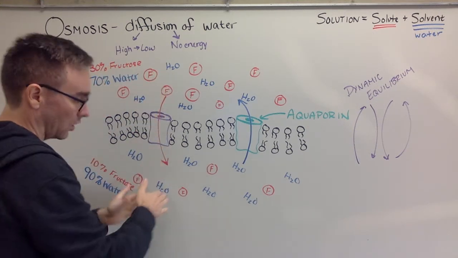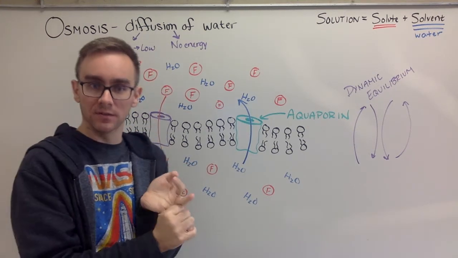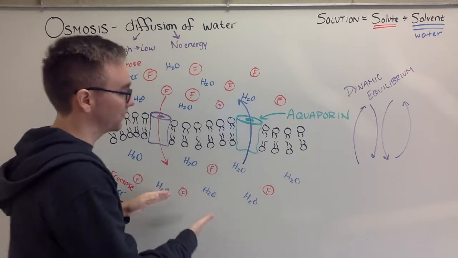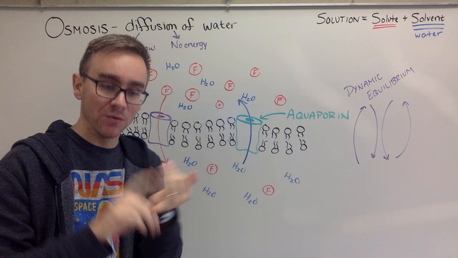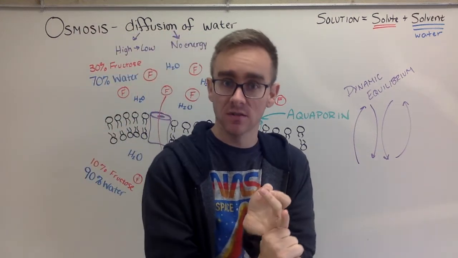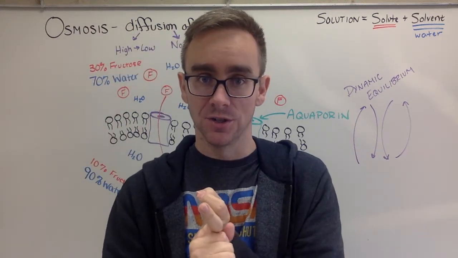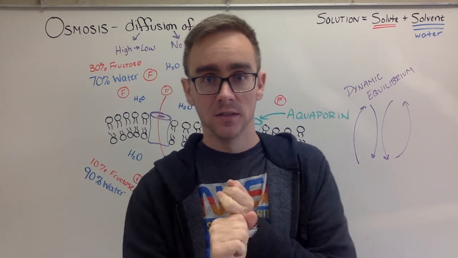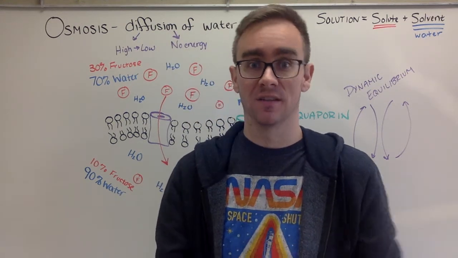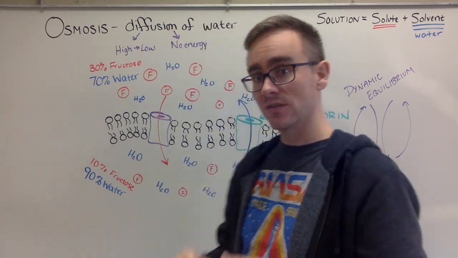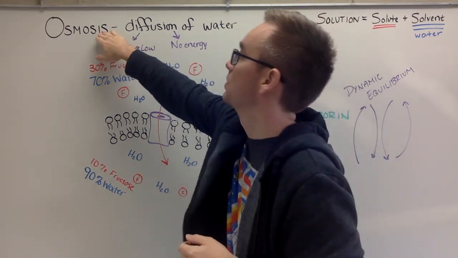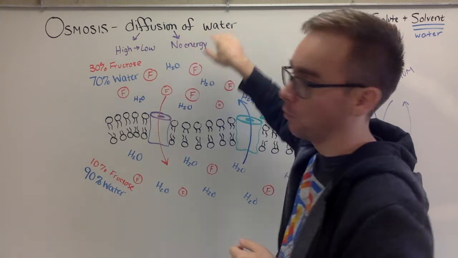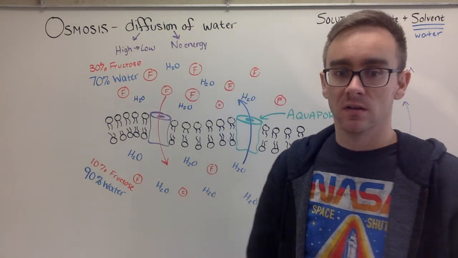So now we have diffusion of solutes through simple and facilitated diffusion, and now we have diffusion of water, or the solvent. Both of them are diffusion, which means high to low concentration and no outside energy. That's what they have in common, because they are both diffusion, but the difference is between being the solutes versus the solvent. So osmosis is the diffusion of water.